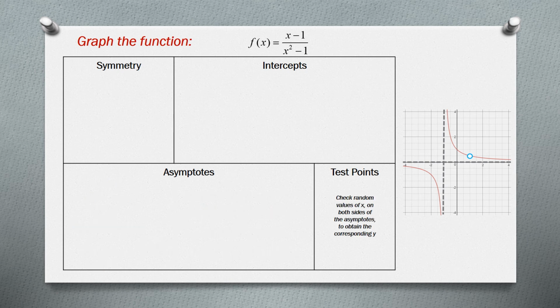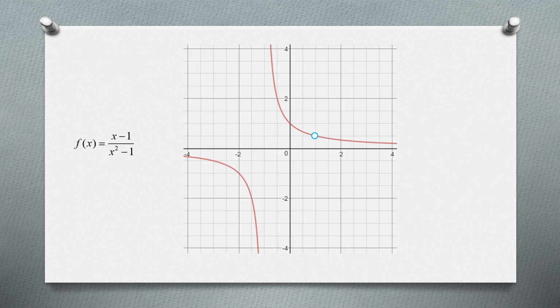The final thing you want to do is test points. Pick some random values of x, substitute them on either side of your asymptotes, find the corresponding y values, plot them, and you'll discover your curve will play out very beautifully. Keep in mind that the graph is here, so in order to sketch the graph, you want to observe symmetry, intercepts, asymptotes, possible holes in the graph, and test points.